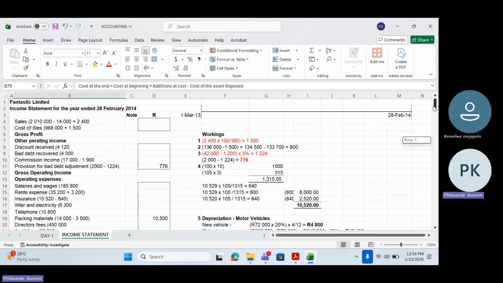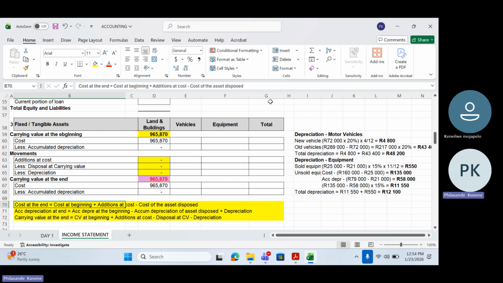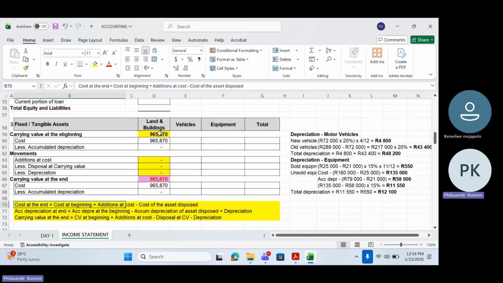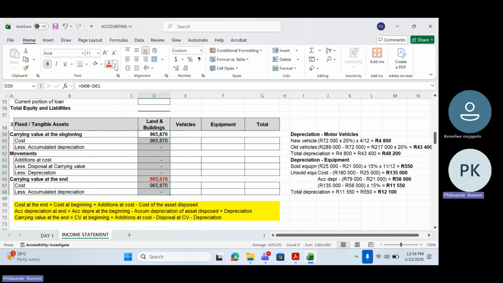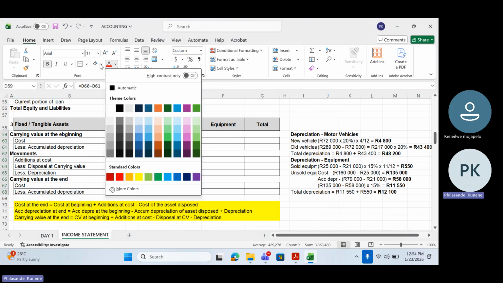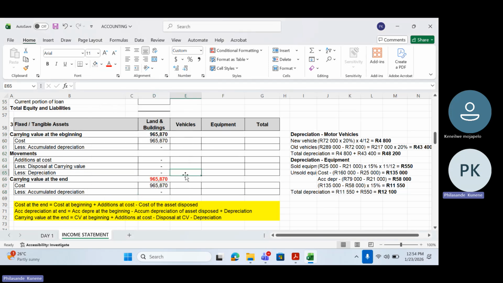Let's do it now and see. Now let us work on it and see if we can complete this note. Okay, for land and buildings, we're done with it. So I just want us to go to the next ones now. Vehicles. Let's deal with vehicles.